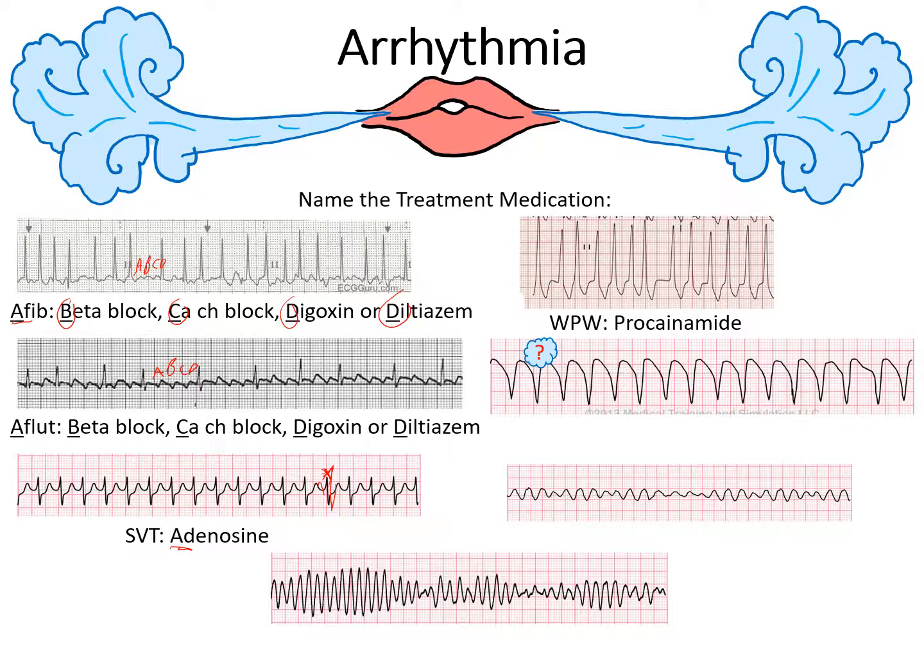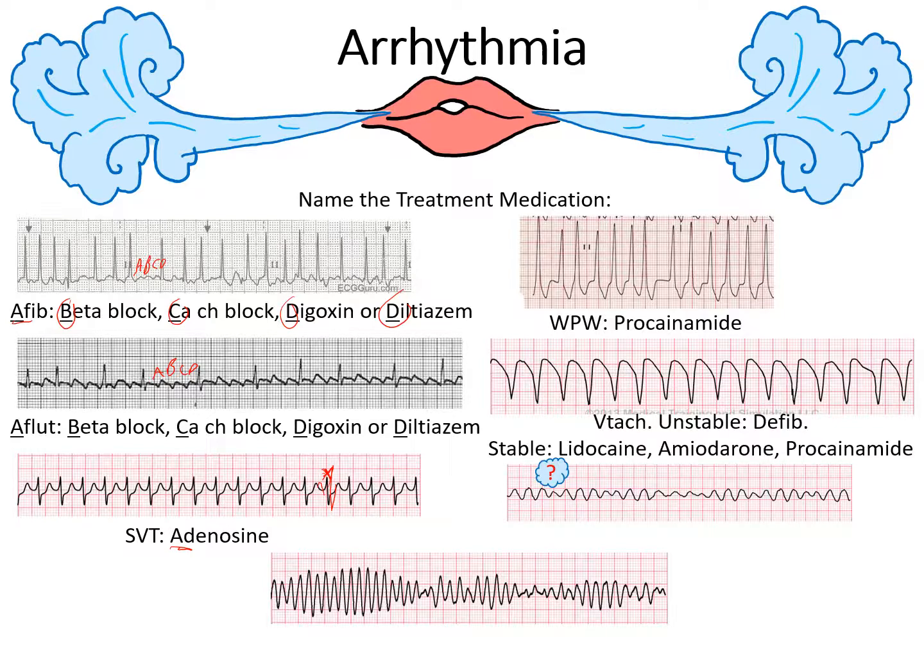Okay, the next, 3, 2, 1. This is ventricular tachycardia, a fast, regular, wide QRS. If unstable, you electrically cardiovert, and if stable, they can be chemically cardioverted.